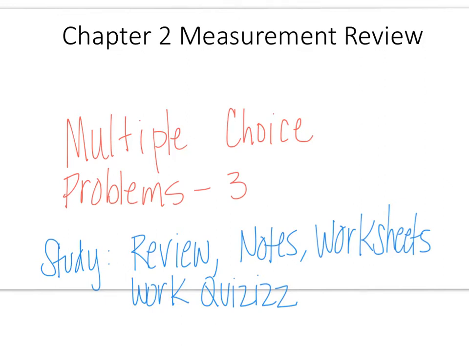So here we go with the Chapter 2 measurement review. The test will be multiple choice. You'll have 3 problems to work out.